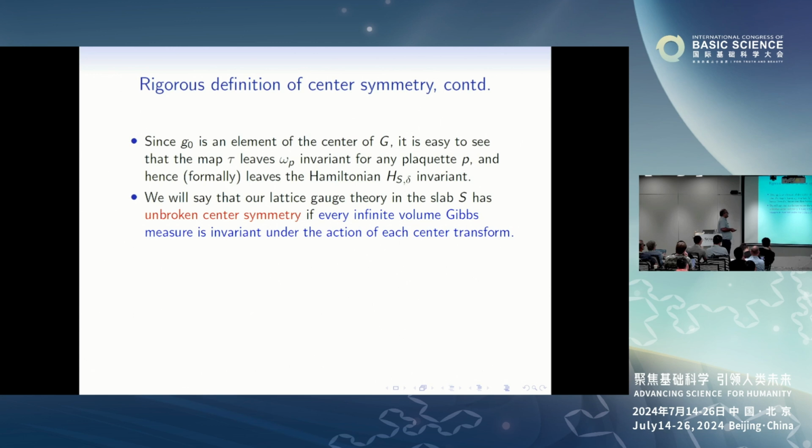And we'll say that a lattice gauge theory has unbroken center symmetry if every infinite volume Gibbs measure is invariant under the action of these center transforms. So when you have a statistical mechanics system, a symmetry, as I said, is a transformation which formally keeps the Hamiltonian invariant, and you say that symmetry is unbroken if every infinite volume Gibbs measure at a given value of beta is invariant under the action of these symmetries. So that's called an unbroken center symmetry. So as soon as you define what's a center transform, the standard definition of unbroken symmetry tells you this is what it should mean, unbroken center symmetry.